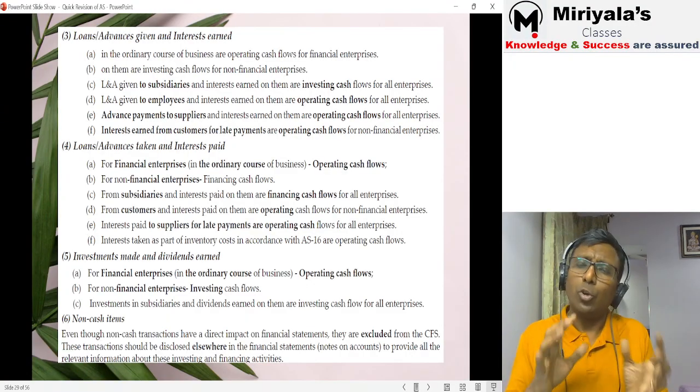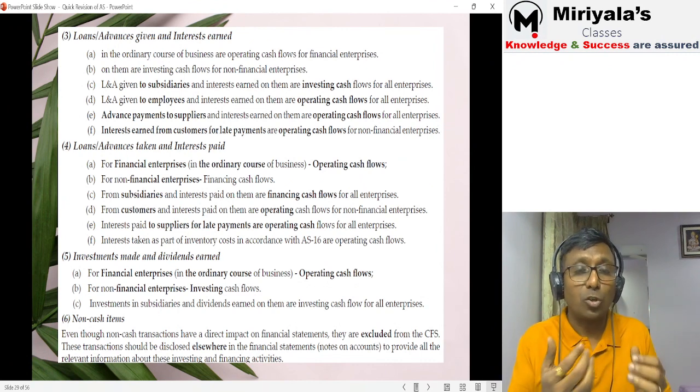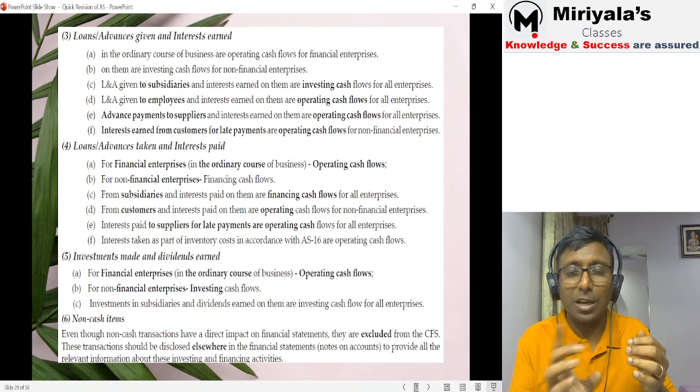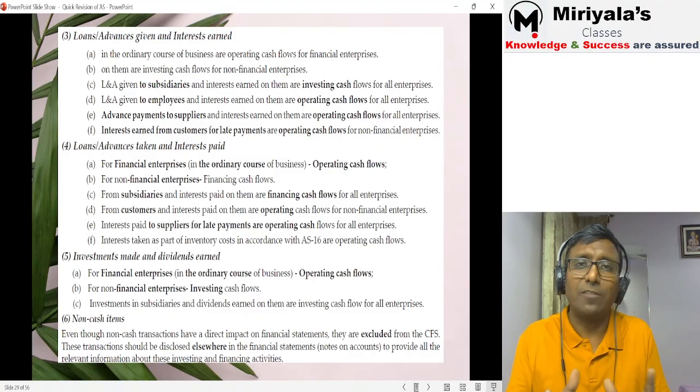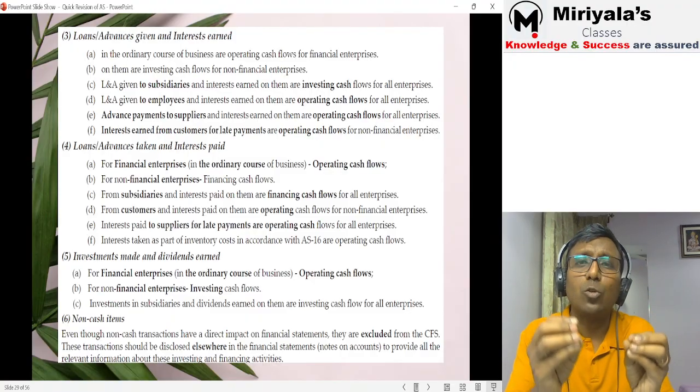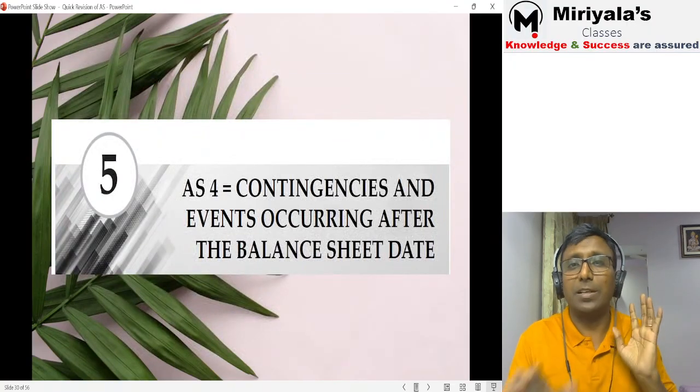What should I do? You should disclose it. Where should I disclose it? It is not necessary to disclose it immediately below the cash flow statement. It can be disclosed anywhere in the financial statements. It should be disclosed as part of your notes to financial statements.